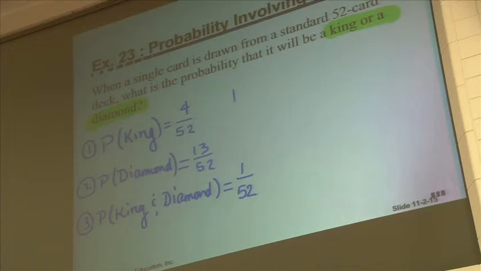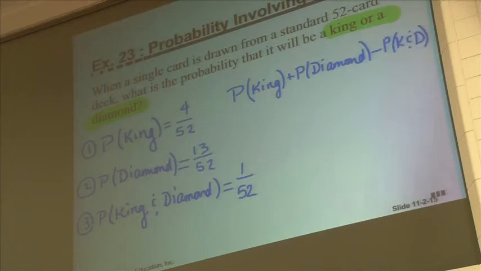So, we take the probability that it's a king plus the probability that it's a diamond. And then we subtract the probability that it's a king and a diamond. You have to subtract this piece of common because if you don't, you're actually counting something twice. So you don't want to repeat count something. That's why you have to cut away the part that's common.